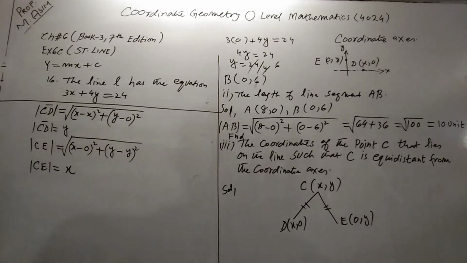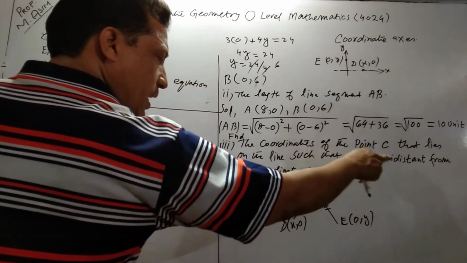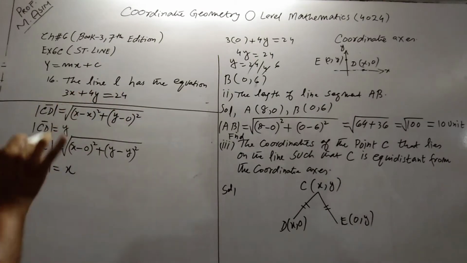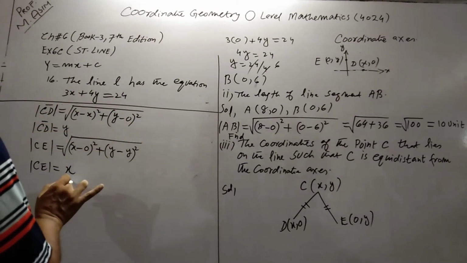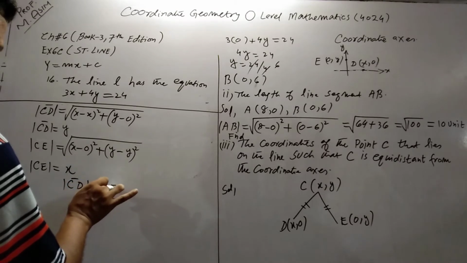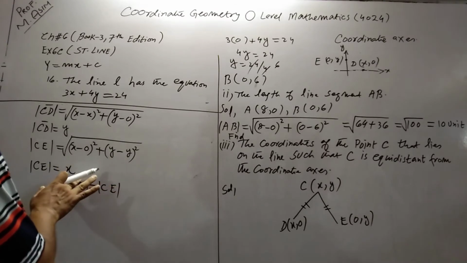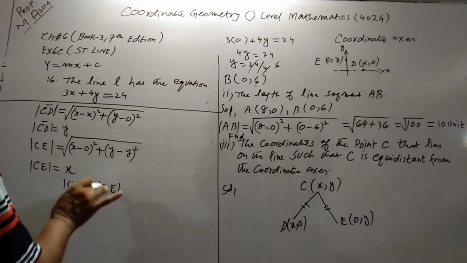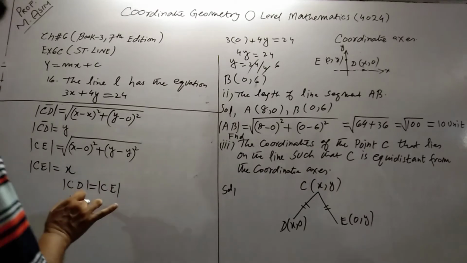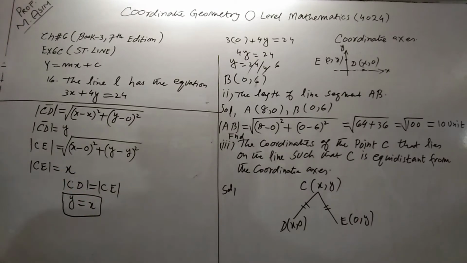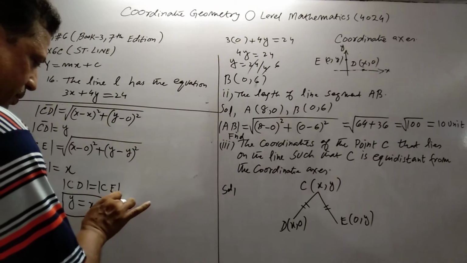Now according to the question, C is equidistant from the coordinates. It means CD is equal to CE. What is the value of CD? Y. What is the value of CE? X. So this is, if I assign this equation number 1.